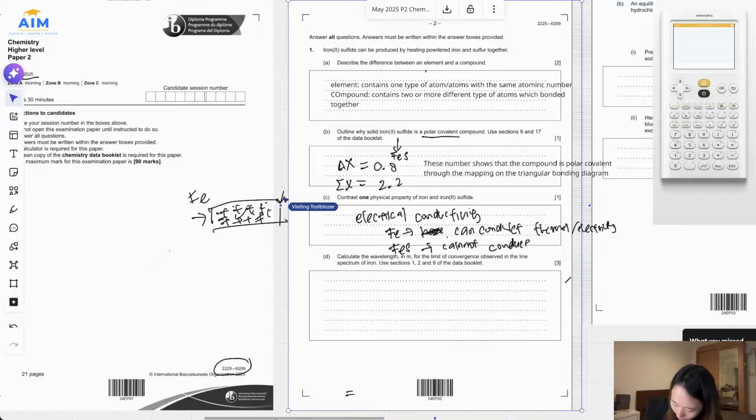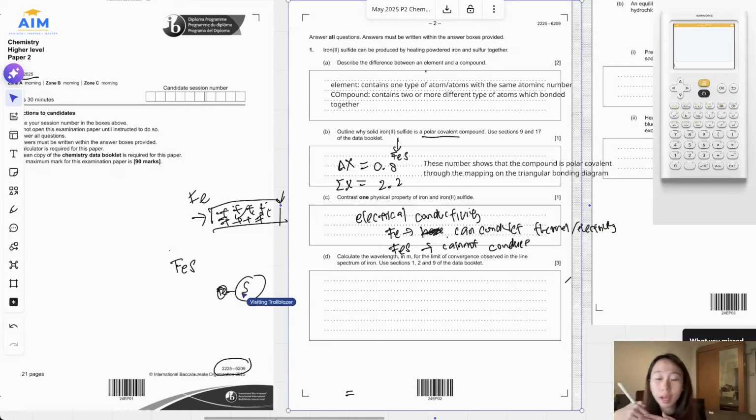But for FeS, it's a different thing. This is no longer a metallic bond where there are free-flowing electrons. The Fe is bonded with the sulfur, which means that the electrons are tightly bound together, chemically bonded, and not free flowing around. So the electrons cannot move from one side to the other side so easily. So this is the difference.